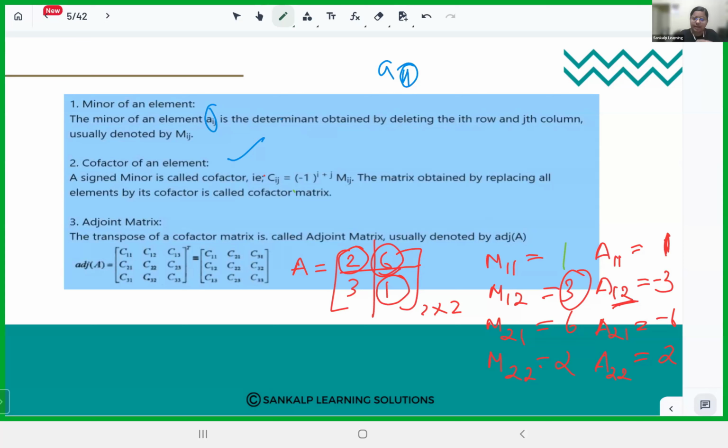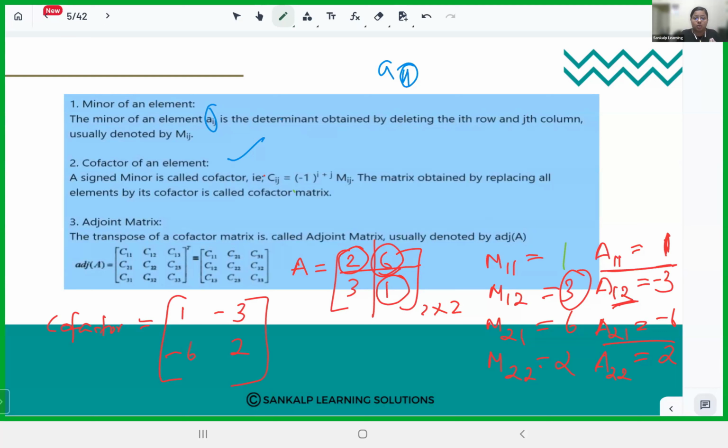Cofactor of each element. Now you can write this as a matrix. You can construct the cofactor matrix, right? So what is the cofactor matrix? Cofactor matrix of A is equal to, this is A11, so write it in the position 1, 1. A12, write in the position 1, 2. Now A21 is minus 6, A22 is 2. So this is the cofactor matrix of that matrix.